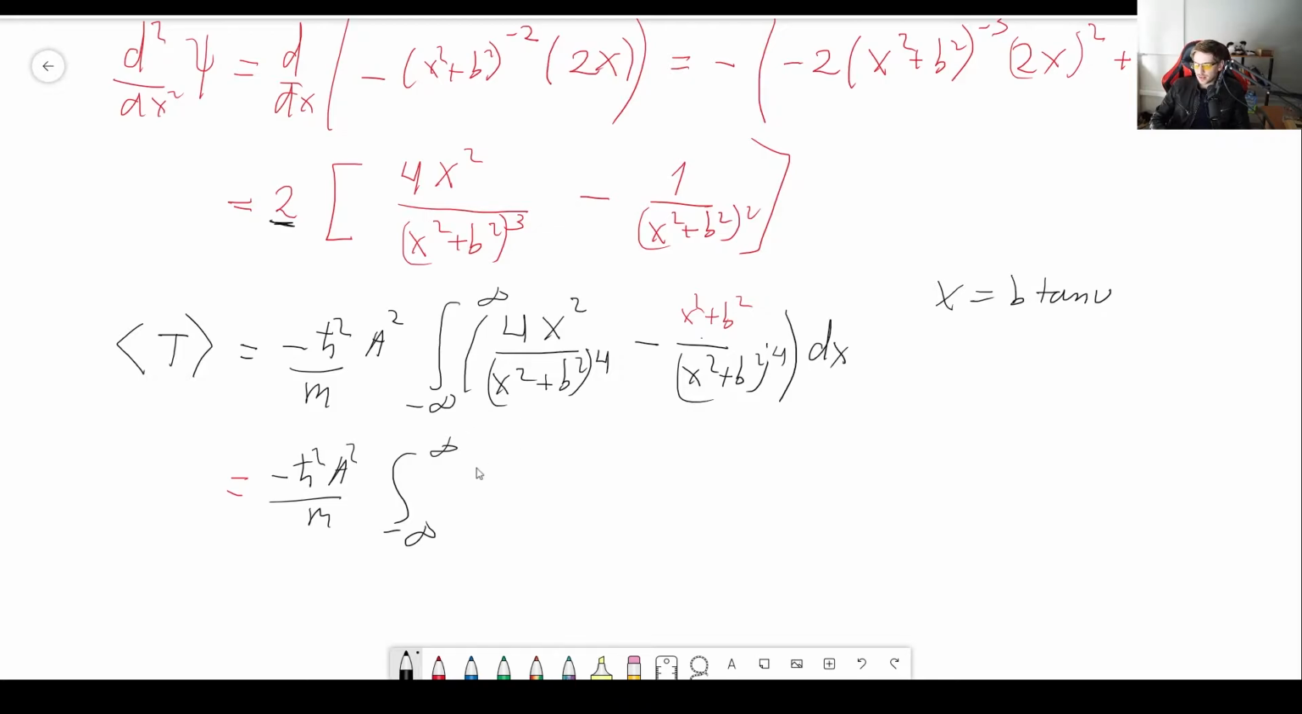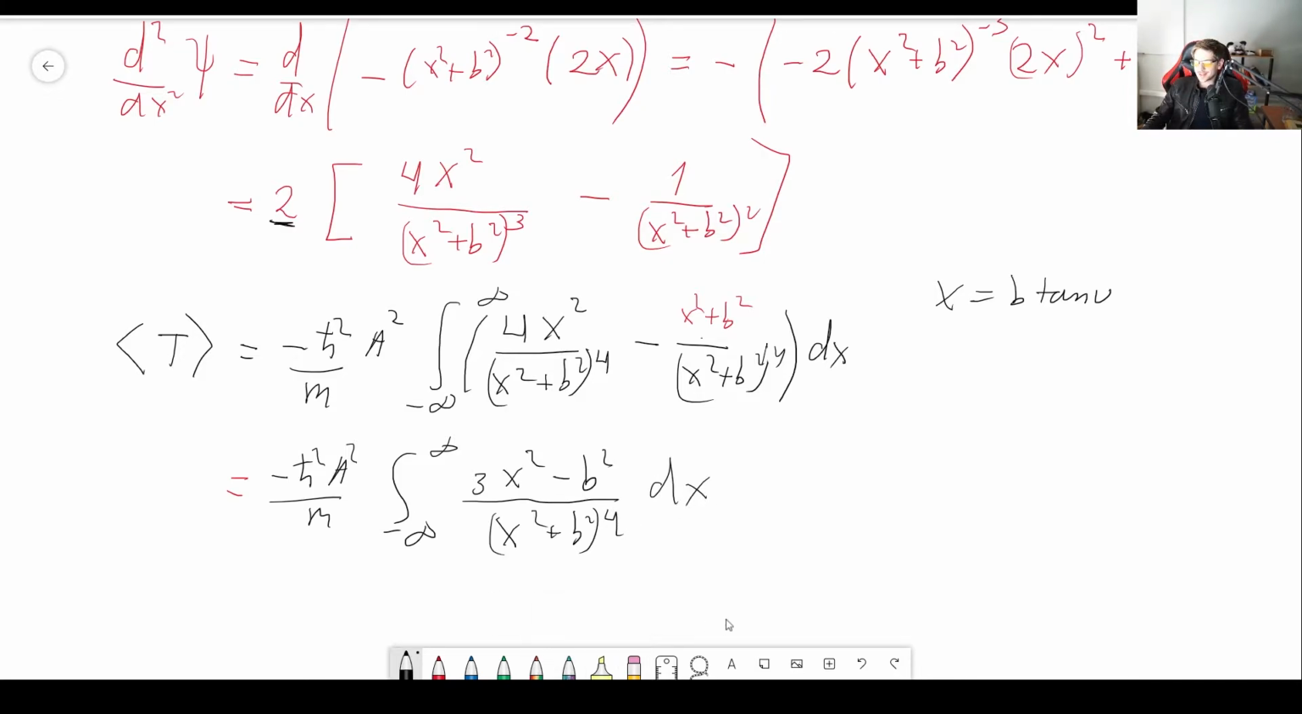Okay, so we are going to have 4x squared minus x squared, so we get 3x squared. So 3x squared minus b squared, and all of this over x squared plus b squared to the 4th power.